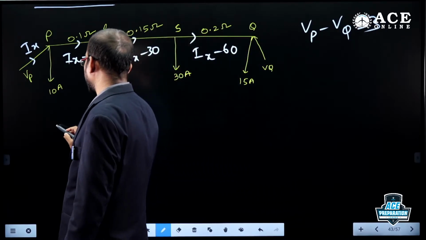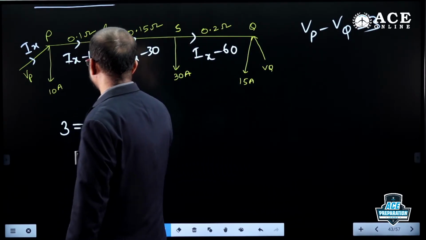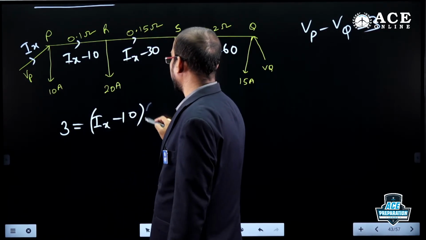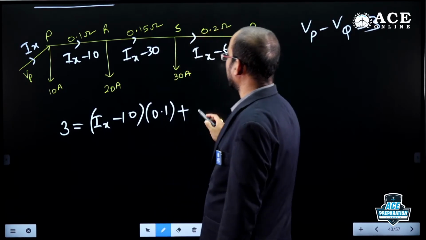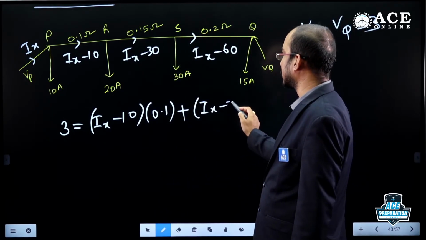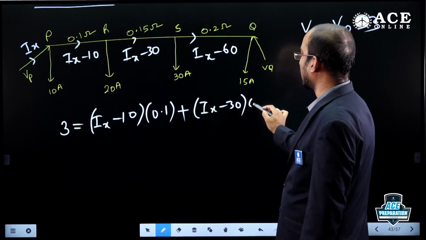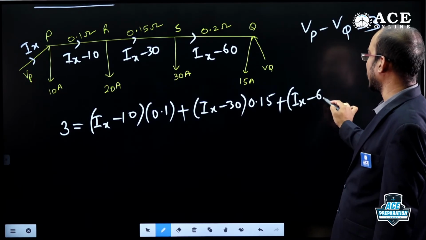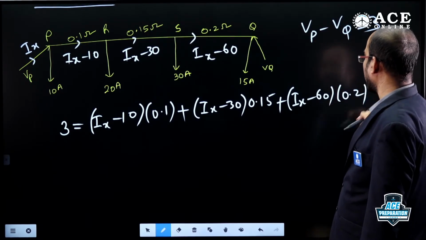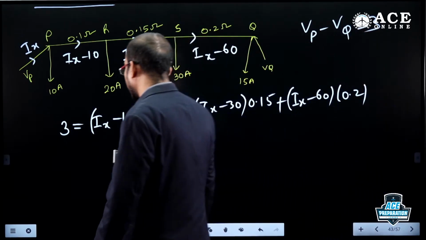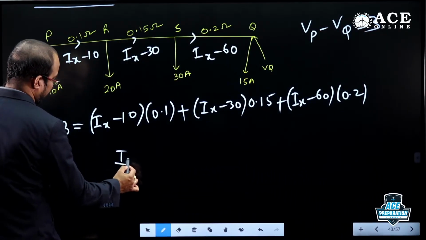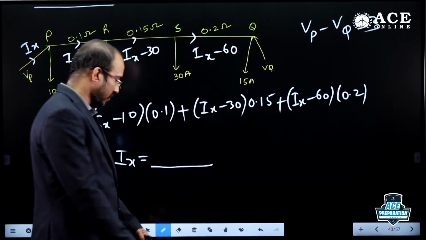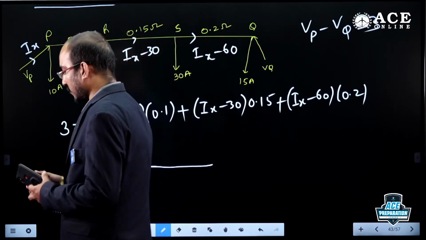Vp minus Vq is given as 3, that is (Ix minus 10) into 0.1, which is the resistance given, plus (Ix minus 30) into 0.15, plus (Ix minus 60) into 0.2. From this, calculate the value of Ix. I have simply applied the KVL. Try to calculate the value of Ix.